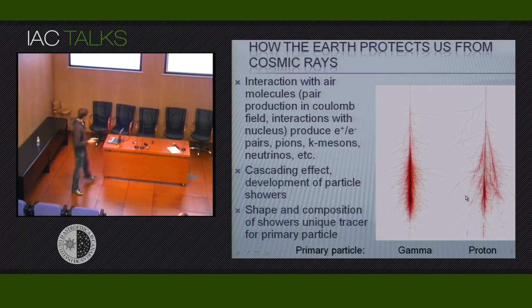So we are using that now to distinguish between the gamma rays and the protons, because the gamma rays are 1,000 times less numerous, so we have to suppress the proton background severely.